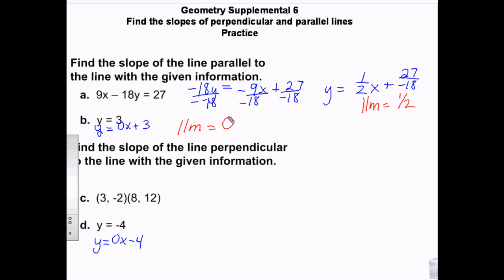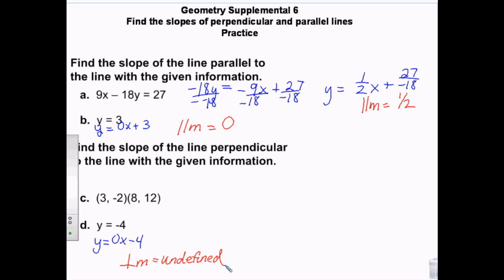Okay. Perpendicular, we need to flip it and take the opposite. So we'll start with D. What's perpendicular to a slope of 0? Well, if we flip it, that's going to put 0 in the denominator. And 0 can't be in the denominator. So my perpendicular slope down here is undefined. Okay, so perpendicular to each other, 0 and undefined. So if I say what's perpendicular to undefined, it's 0. What's perpendicular to 0? It's undefined.